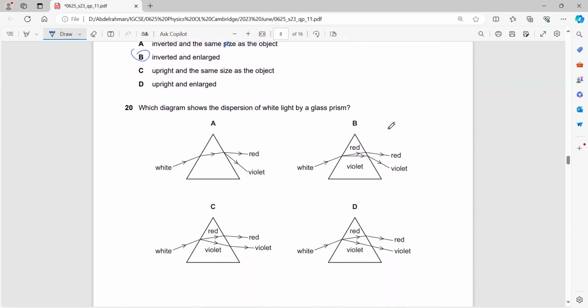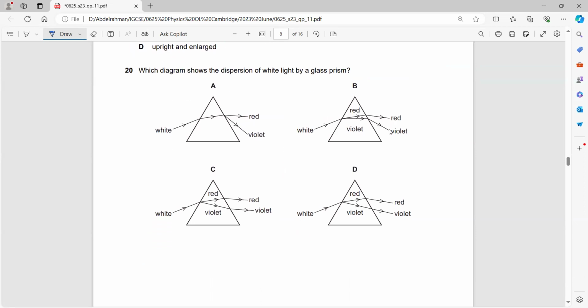Which diagram shows the dispersion of white light? Okay, we know the dispersion of white light. A would definitely be wrong. B seems about right. C is wrong. And D is wrong. Why? C, the violet cannot refract upwards. D, the violet cannot move in a straight line. The only correct answer would be B because they would bend downwards a little.